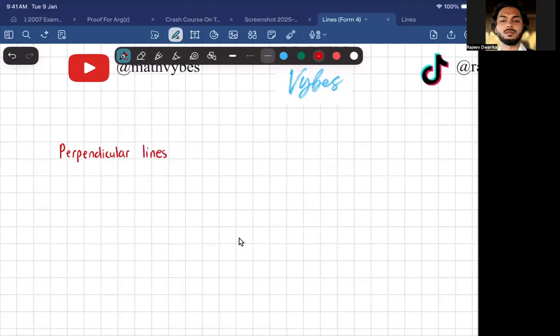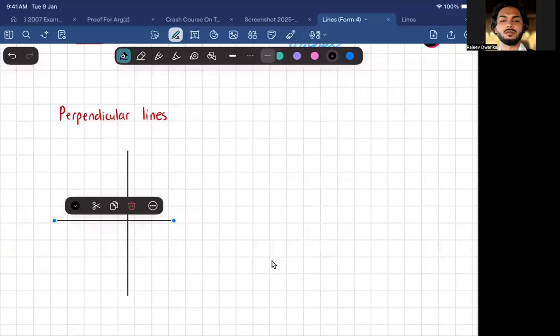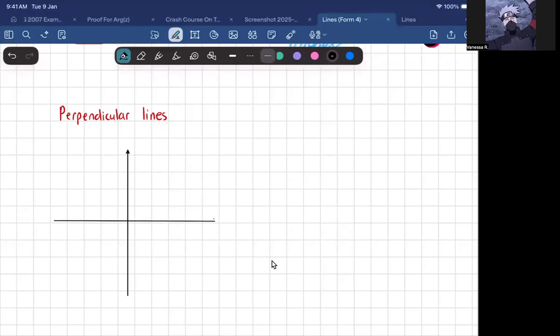Could somebody tell me what perpendicular means? Does anybody know what perpendicular means? Presume you're not seeing the screen. Okay. Can somebody tell me what perpendicular is? Vanessa, do you know what perpendicular means? When two lines meet at a right angle. Yes. No, that's correct. That's correct.